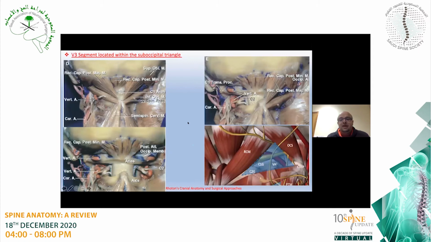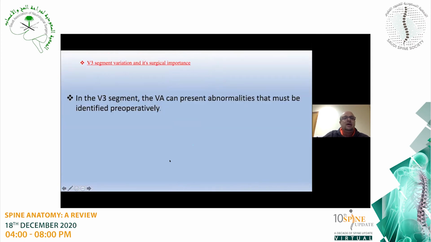Here, as Dr. Abdul Hadi described very well, this V3 segment, especially the horizontal and vertical parts, is located within the suboccipital triangle, along with the C1 nerve root and the venous plexus. I will not describe more because Dr. Abdul Hadi already did.